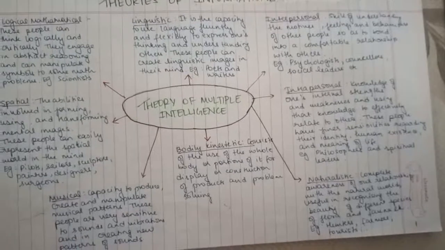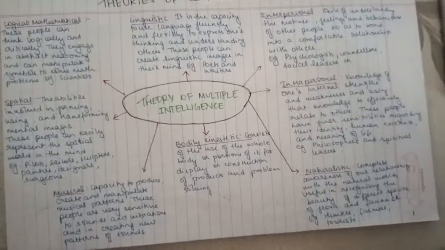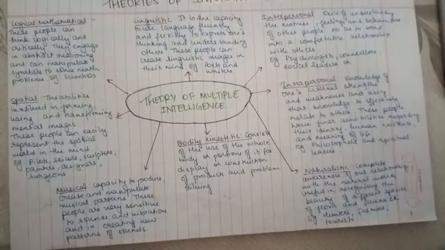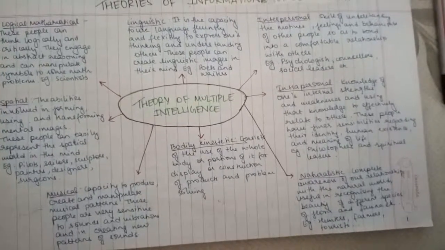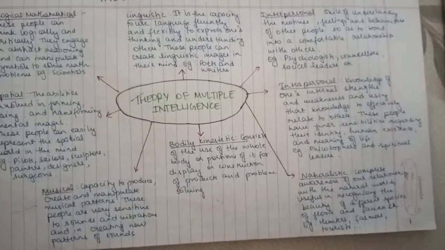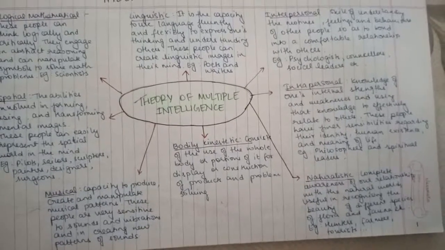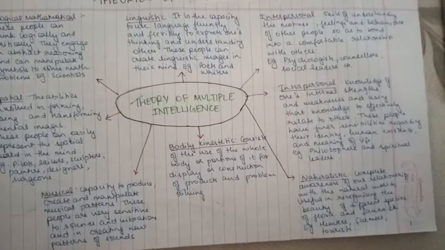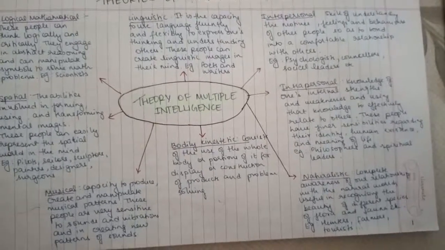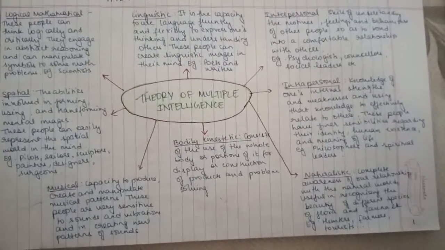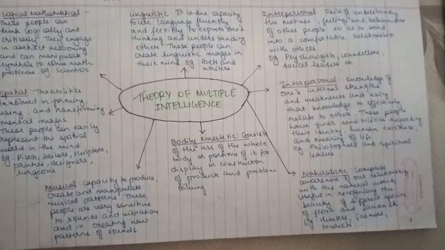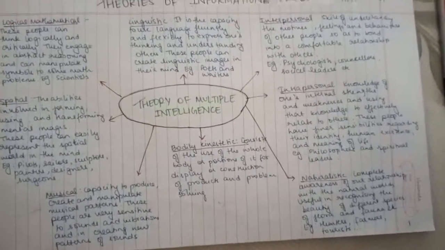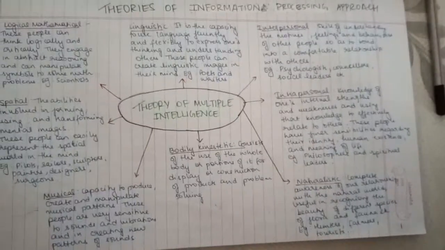Now, coming to linguistic, what the word says, something related to language. It is the capacity to use language fluently and flexibly to express one's thinking and understanding others. These people can create linguistic images in their minds. Example, poets and writers. So if you know any poet or writer, you can tell them that they have linguistic intelligence.